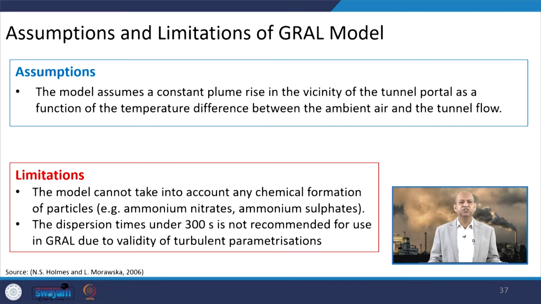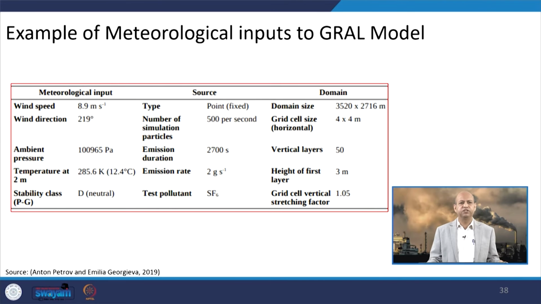And then limitations are there, like this model cannot take into account any chemical formation of particles, because it is taking only non-reactive gases, as I said. So, the reaction related things are not part of this model. So, the ammonium nitrate formation, ammonium sulphate, those kinds of secondary aerosol formation are not part of this model. Dispersion times under like 300 seconds are not recommended for use in this particular model due to the validity of turbulent parameterization. So, that is one more limitation in that case.